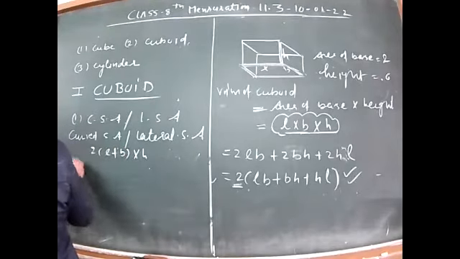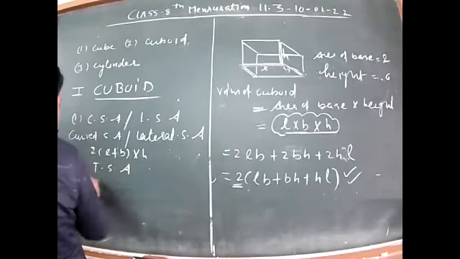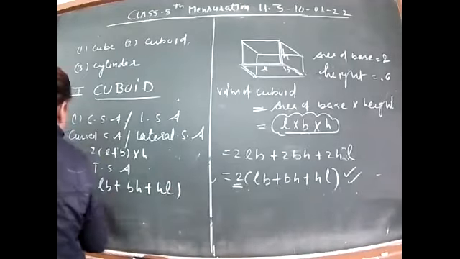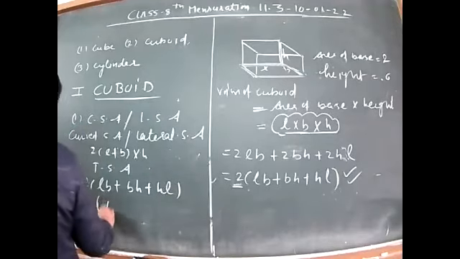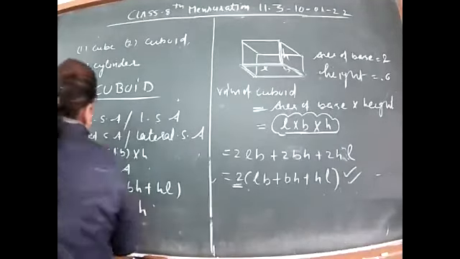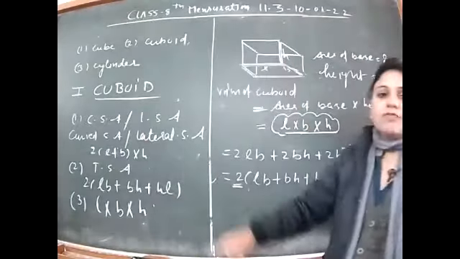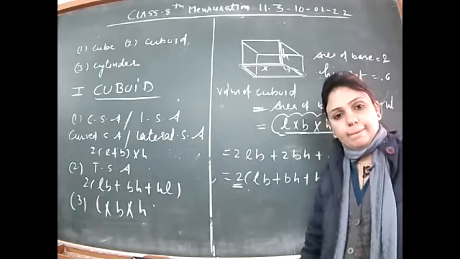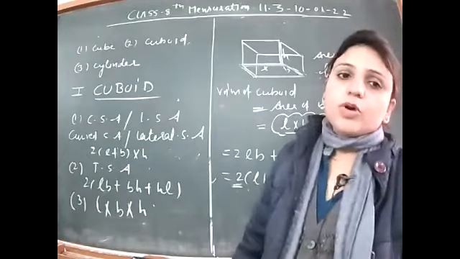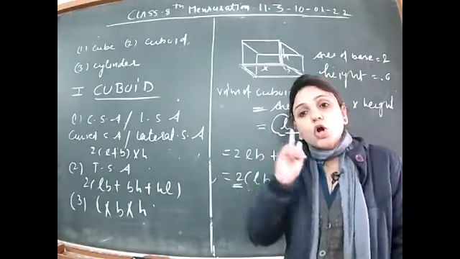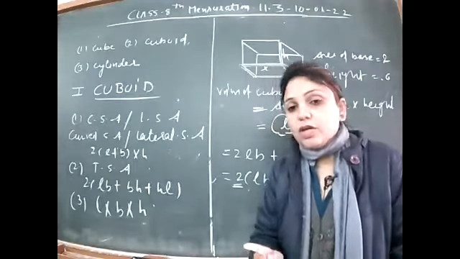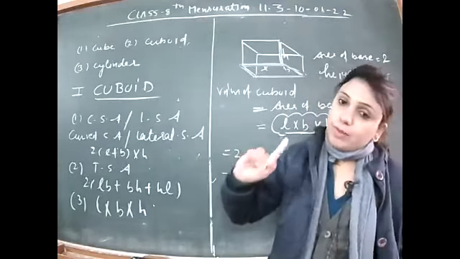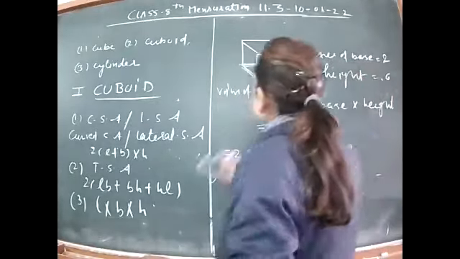Another we have done total surface area of cuboid, that is equal to 2 into (LB plus BH plus HL). And the third one we have done the volume of cuboid, that is L into B into H. So these are the 3 formulas for cuboid we have discussed. And the formulas are going to be the backbone of the chapter. So do remember these formulas very carefully.